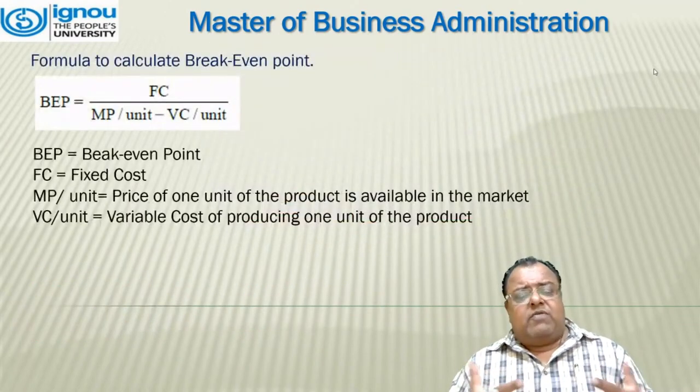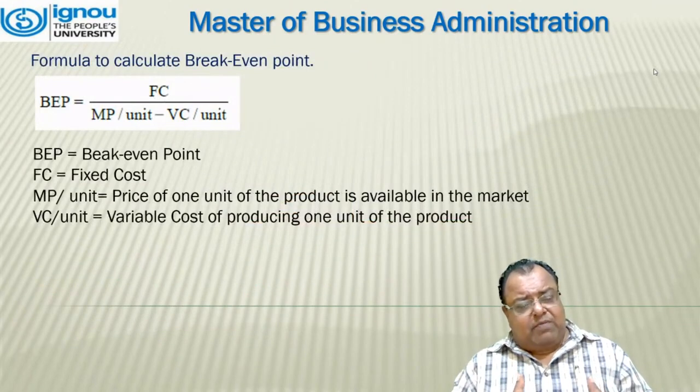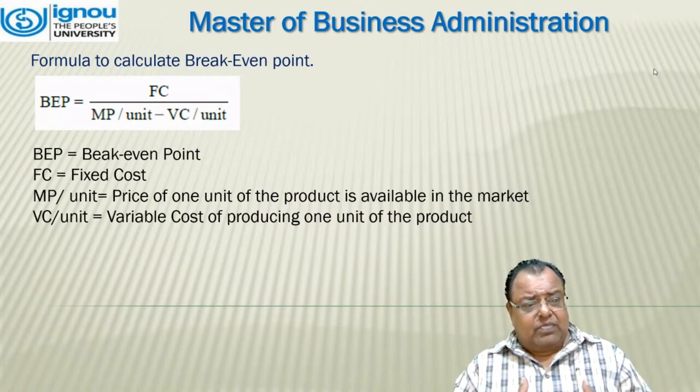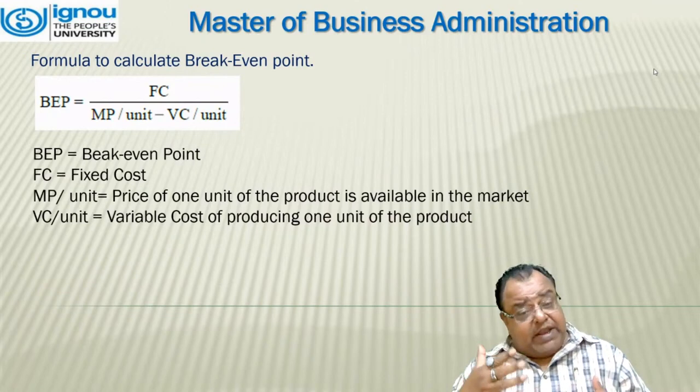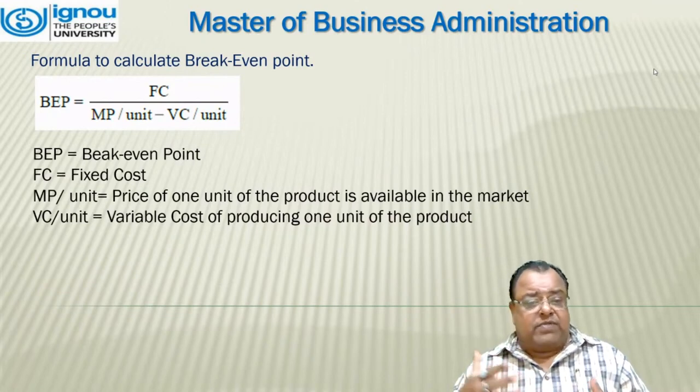What is the formula we use for calculating the break-even point? The break-even point is basically the ratio of fixed cost to the difference between the price of one unit of the product available in the market and the variable cost of producing one unit.